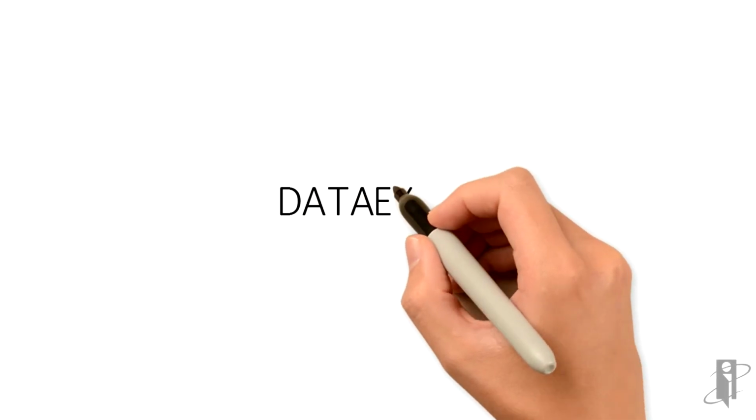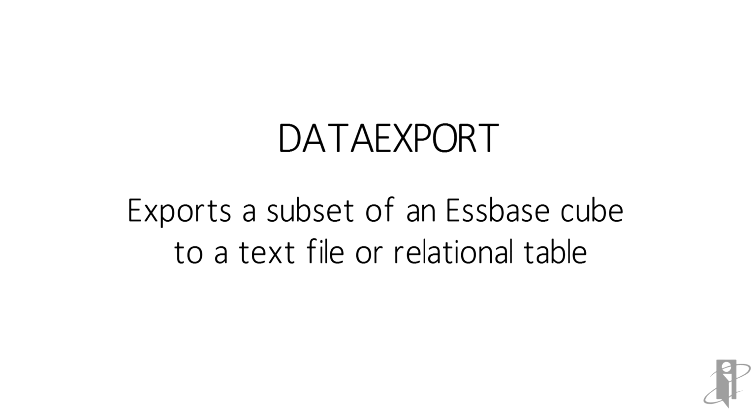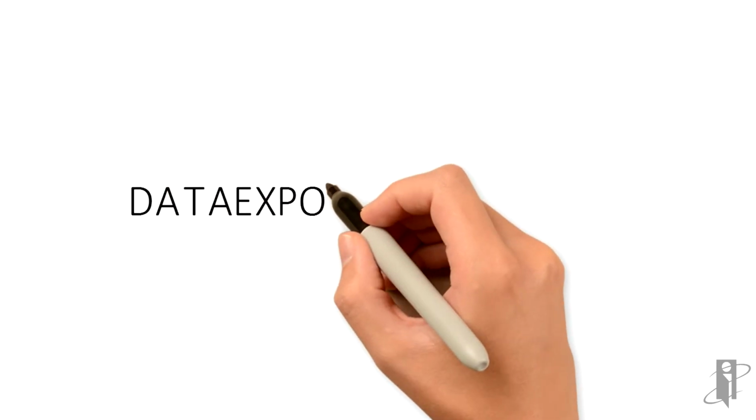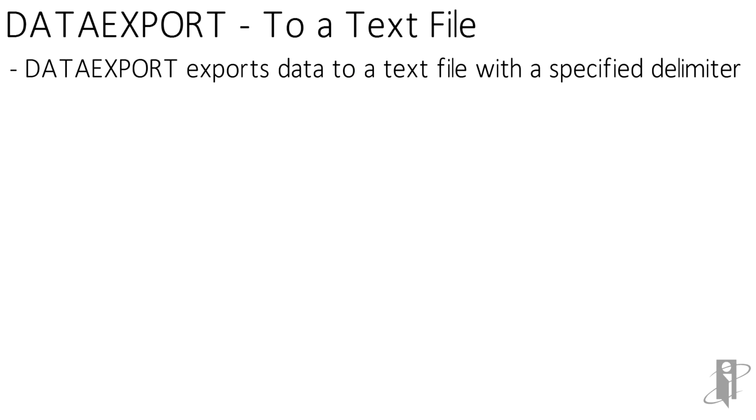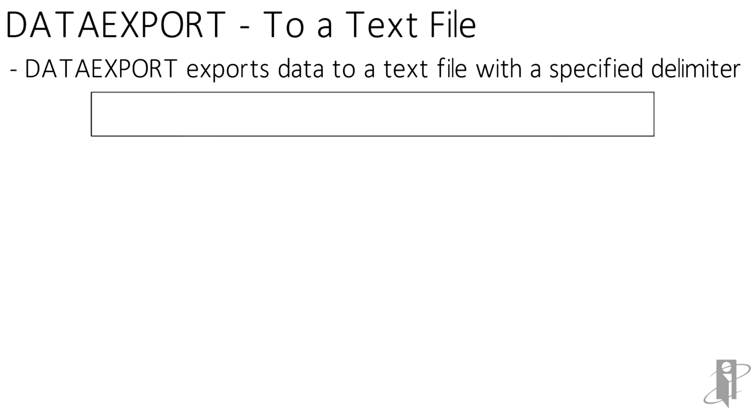As we learned from an earlier video, data export will export a subset of your Essbase cube and push it to either a text file or a relational table, but in our case, we're going to use the text file format. So when exporting out to a text file, the key part is after the data export command to put the word file in double quotes. Then there are three other arguments.